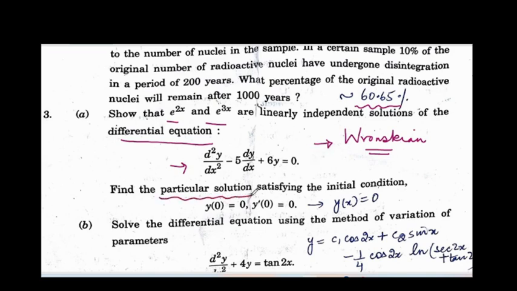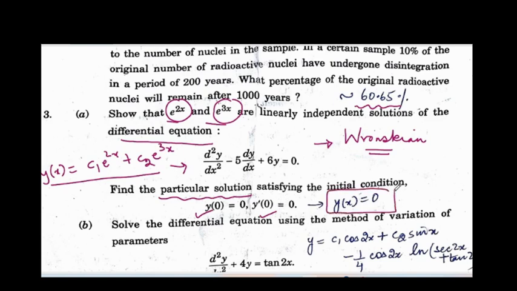Then you were to find a particular solution which satisfies certain conditions. Now since these 2 are linearly independent solutions of a second order differential equation, your final answer looks like a linear combination of these 2. So this is your general solution. Now in this general solution you will put these 2 initial conditions to obtain the values of C1 and C2, and you will find that the particular solution, which is the desired solution in this case, turns out to be the function which is identically 0. It's the 0 function which is the required particular solution.